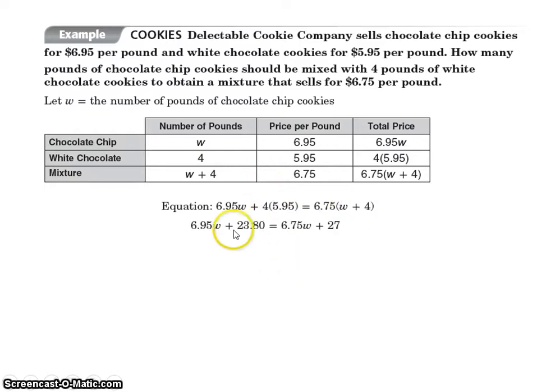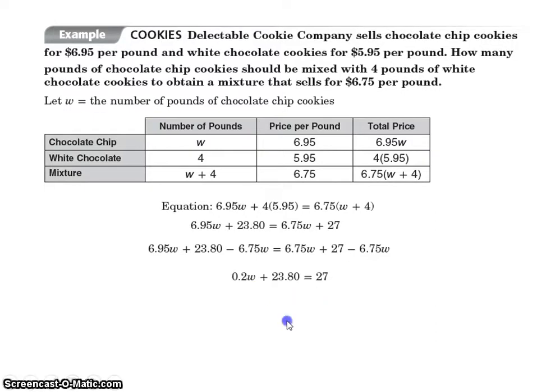So this becomes $23.80, and then this gets distributed. Now we want all the W's on the same side and all the constants on the same side. So I decided to move the W first. I moved $6.75 to the other side and subtracted. Yeah, I know, I did it on both sides, but that was the way the problem was written last year. It's still the same. Remember, we proved that in the very first lesson that we did on equations.